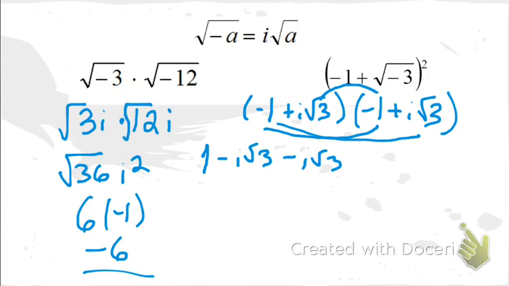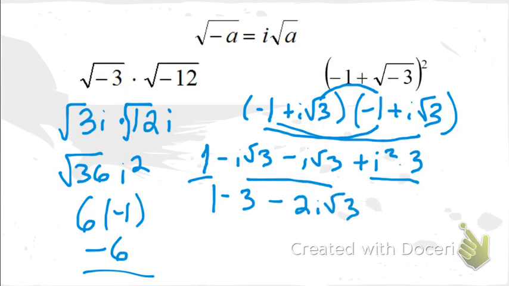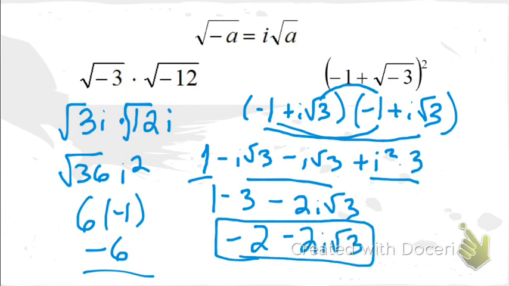And then i root 3 times i root 3 is going to be positive i squared times 3. So now we get 1 from there, and then this part right here becomes negative 3, and then these combine to give you negative 2i root 3. Then we get negative 2 minus 2i root 3. Right, and that is how you want to do it. Don't FOIL it before converting all roots of negative numbers to i first. So if you see the square root of a negative number, your first step is to put it in terms of i to avoid any issues.